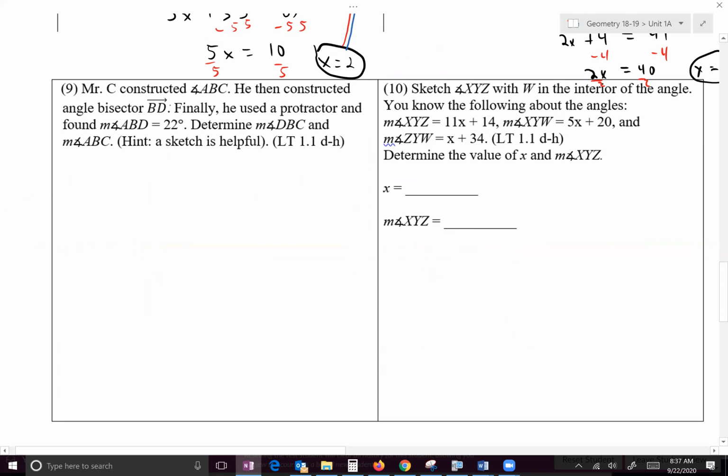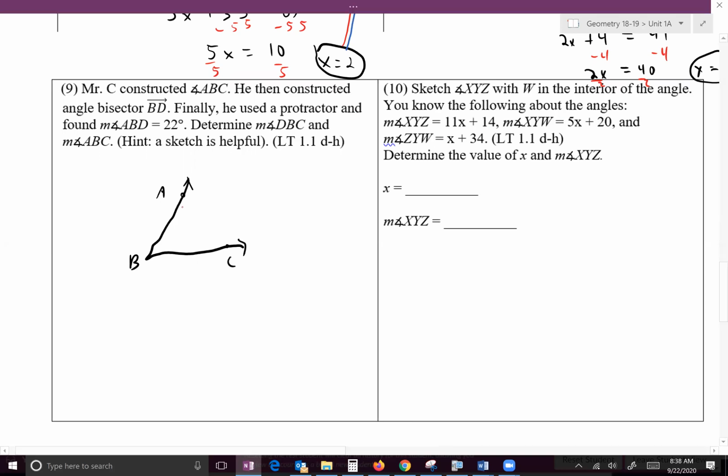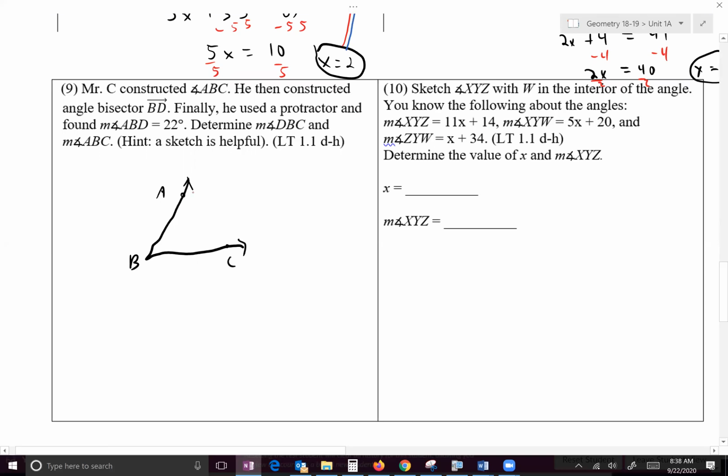So Mr. C constructed angle ABC. So let's do that. So that means that B has to be in the middle here. That's our vertex. It doesn't matter which side A or C is on. I could flip-flop those, but here's angle ABC. He then constructed angle bisector BD, that's a ray. Okay. And he used a protractor, and he found that ABD, so that's this guy right here, is 22 degrees.